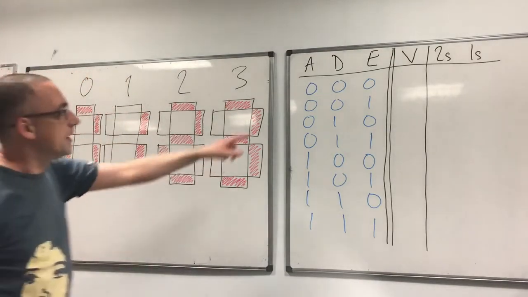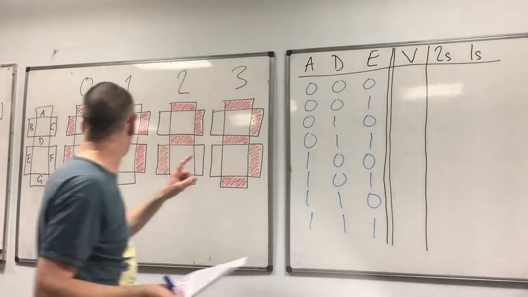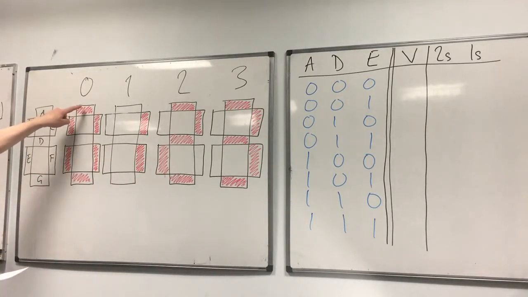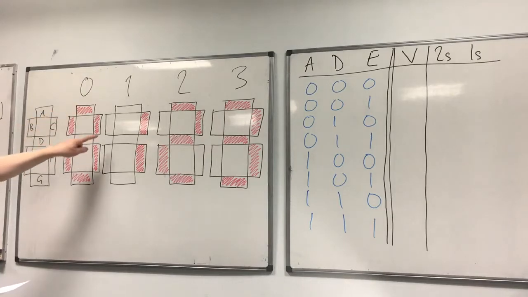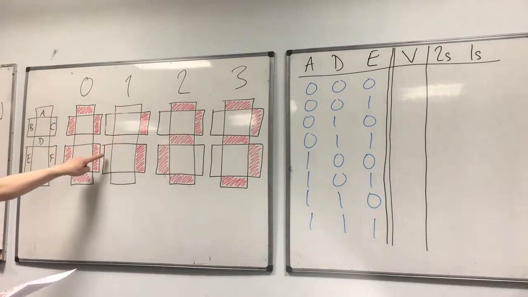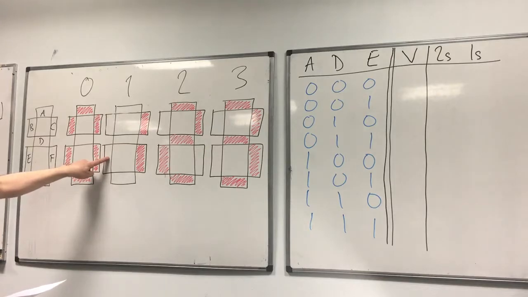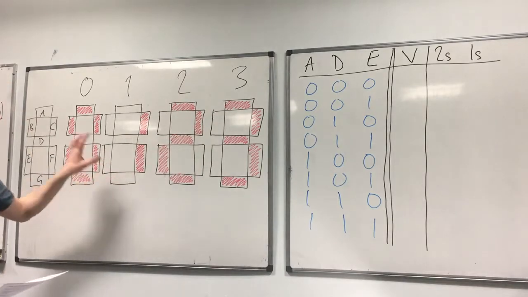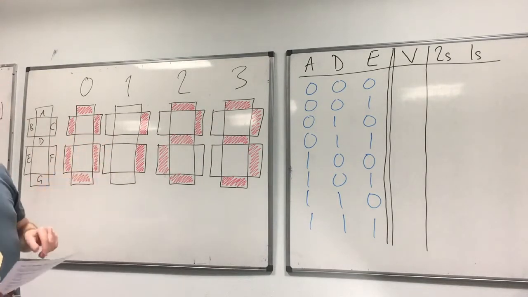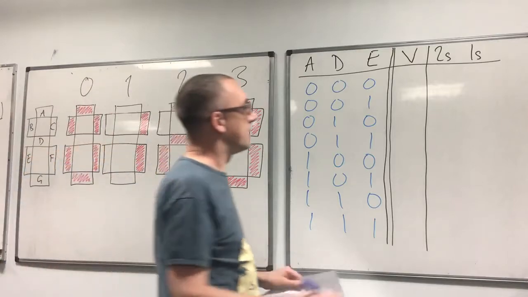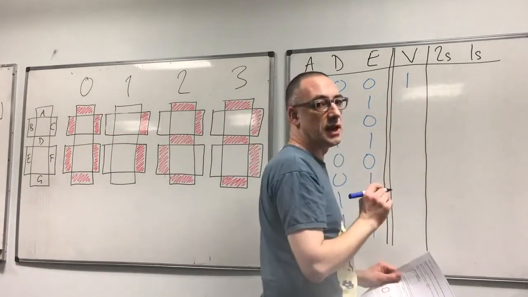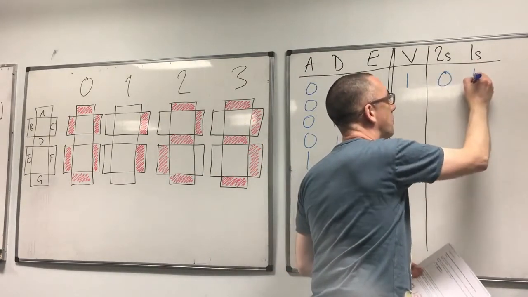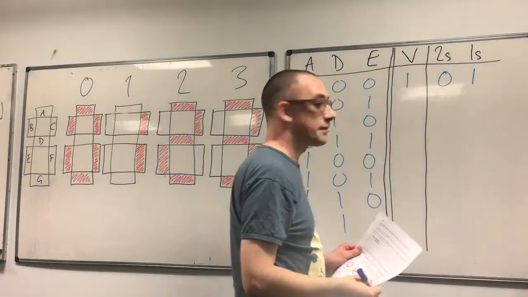Okay, so in the case where A, D, and E are all switched off, well, 0 has A switched on, so that won't do. 1 has A, D, and E all switched off. And you can see that 2 and 3 both have A and D switched on. So it does match a valid number, and that valid number is 1. So let's fill in a 1 here to say that this combination gives a valid number, and the binary code for 1 to say which number.